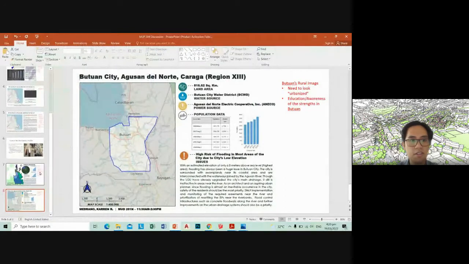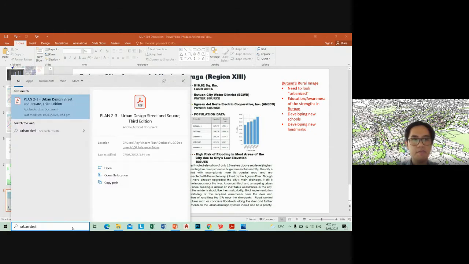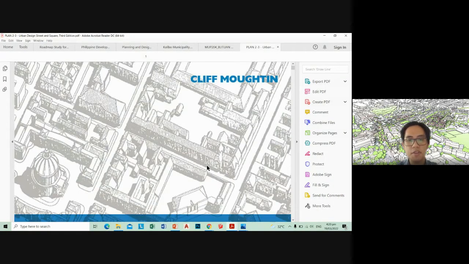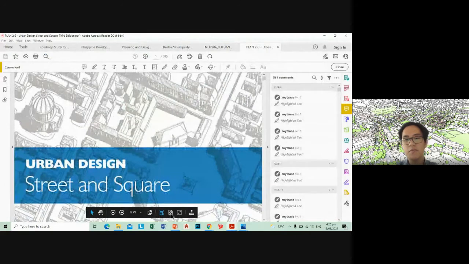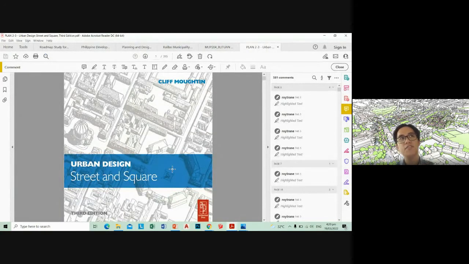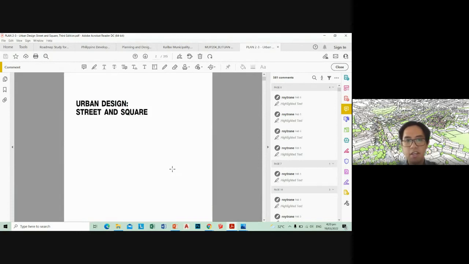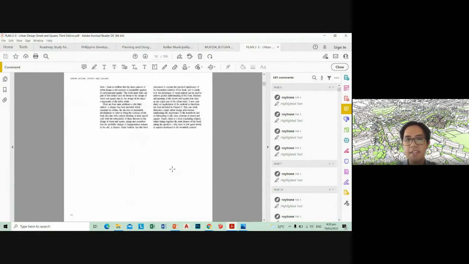Some of the things we discussed earlier were developing new schools and developing new landmarks. New landmarks. So this isn't a very common problem in urban development. But I think a good way to tackle this would be urban design. I would refer to this book, Urban Design, Street and Square. So this is more a visual approach to creating beauty in urban areas. So this is more urban design and not really urban planning.